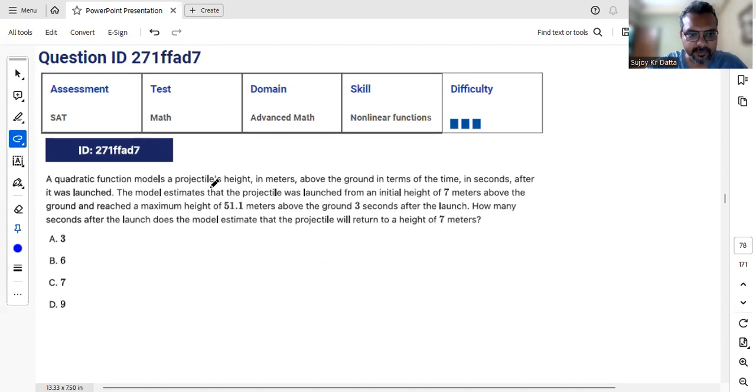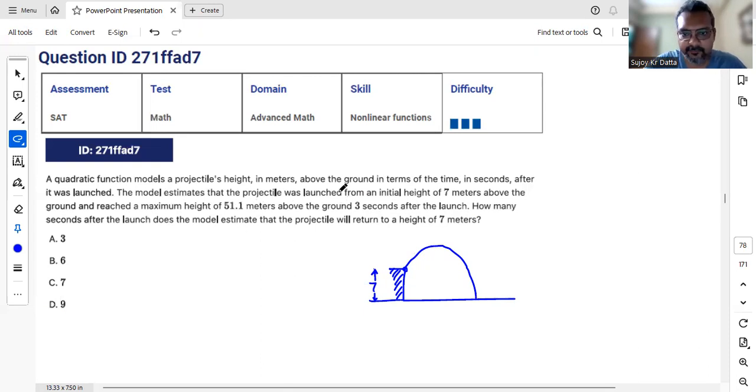So you have a quadratic function that models a projectile's height in meters above the ground in terms of the time. Okay. The model estimates that the projectile was launched from an initial height of 7 meters. So let's say if this was the 7 meters high building from where it was launched, and the projectile kind of follows this trajectory, let's say, okay? Like just visualizing it, right? Like the flow of distance over time, okay? Kind of relationship, which is going to be a quadratic relation.